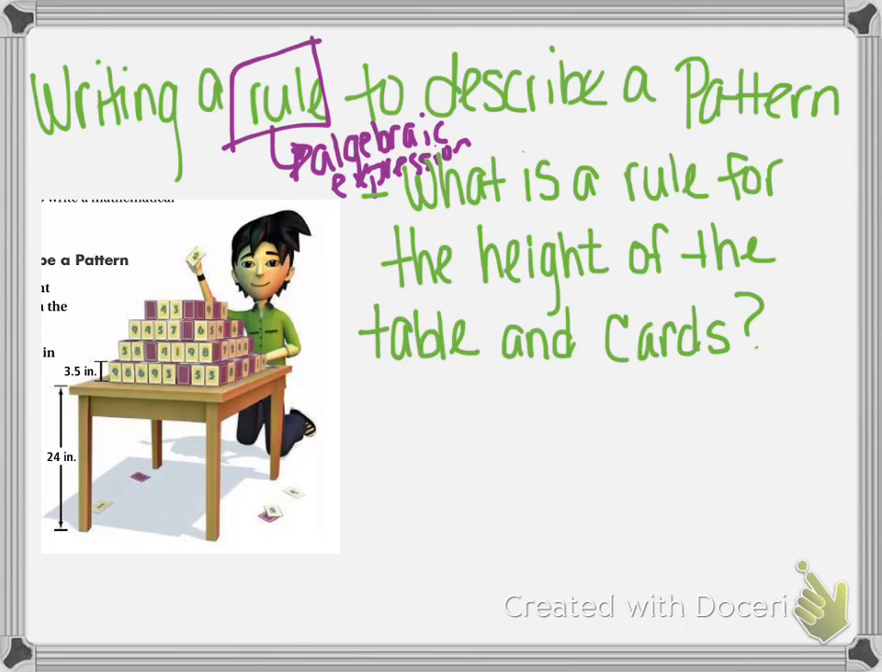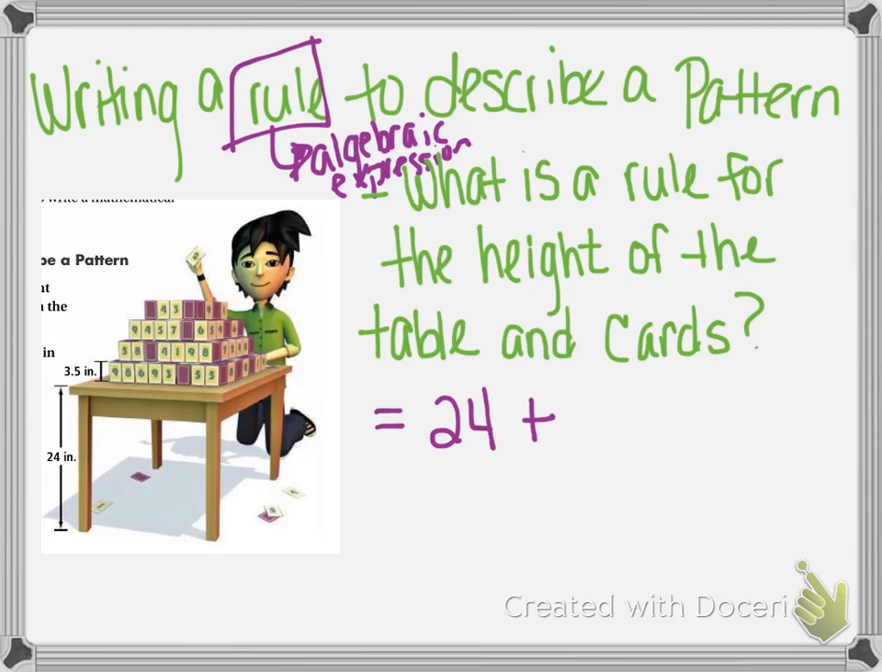So in order to do this, we need to think which value is changing, if there's a value that changes, and what stays the same. Well, looking at that, I can clearly see the height of the table is not going to change. It's going to be 24 inches. So when I write my rule, I'm going to write 24. And if I'm finding the height, I'm going to add the height of the table to the height of the cards. So I'm going to take 24 plus, I need to add the height of the cards.